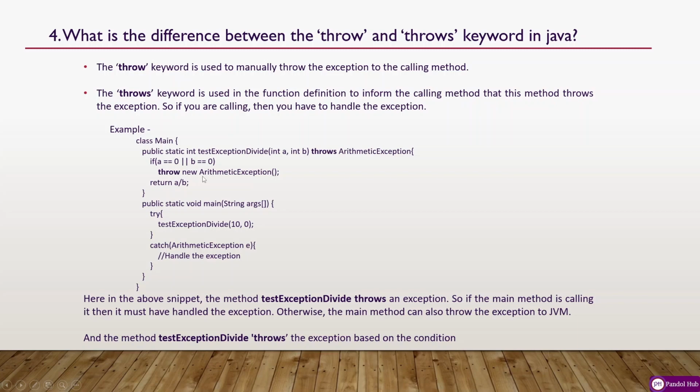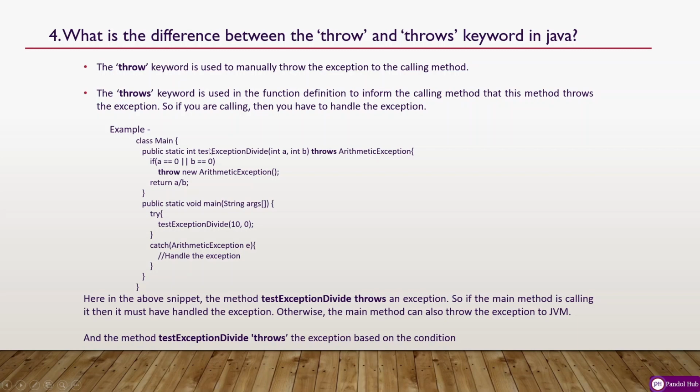Inside this function, you're going to see a throw keyword which throws a new arithmetic exception explicitly. So here, if this if condition is satisfied, I am throwing an exception explicitly so that it can be caught. In the above snippet, the method test exception divide throws an exception. If the main method is calling it, then it must handle the exception. Otherwise, the main method can also throw the exception to the JVM.